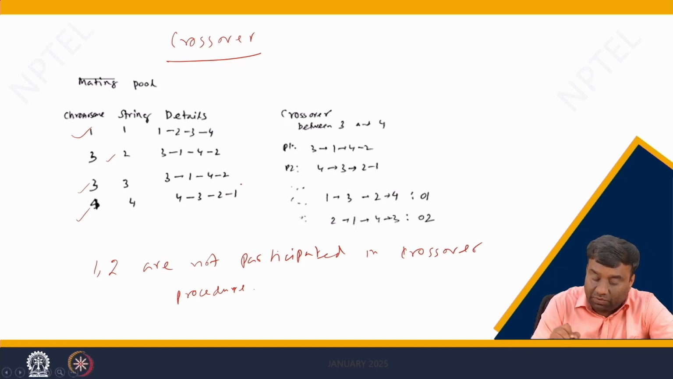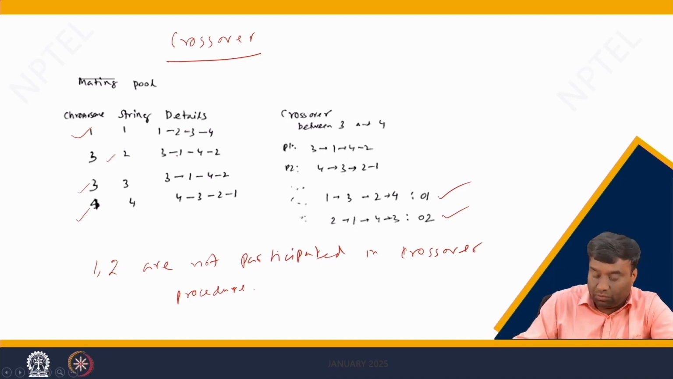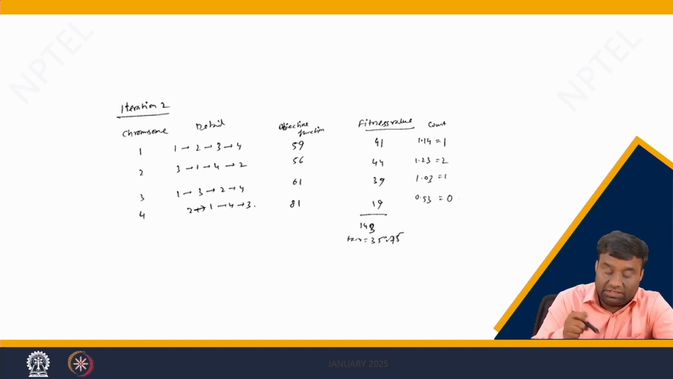So by the crossover you will get this. This will change, so 1 4 3 2 is offspring 1. Then 2 3 2 and 3 interchange, so we'll get 2 1 4 3. So that is offspring 2. So there will be 4 chromosomes: P1, P2, then O1, O2. So in the next iteration, the first iteration is completed.